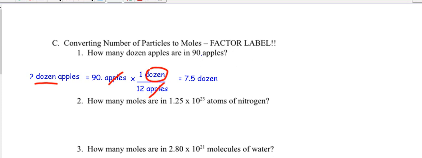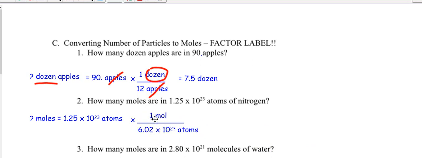All right, welcome back. So this time, what are we trying to do? How many moles are in 1.25 times 10 to the 23rd atoms of nitrogen? So what's my given and what's my unknown? I'm looking for moles. There's my given. Now what? I need a line here. What unit must go on the bottom? Atoms. There are 6.02 times 10 to the 23rd atoms in 1 mole. There are always 6.02 times 10 to the 23rd counting things in 1 mole, and you can count individual atoms.